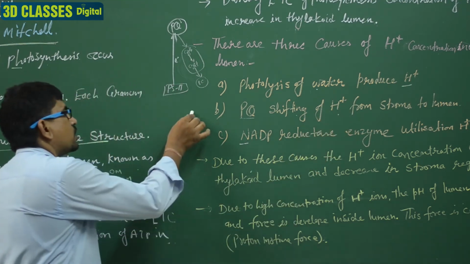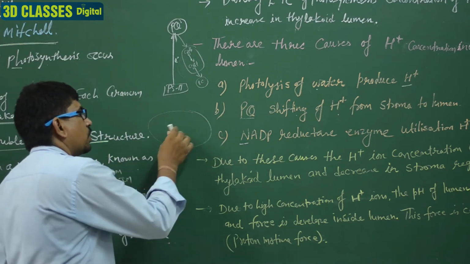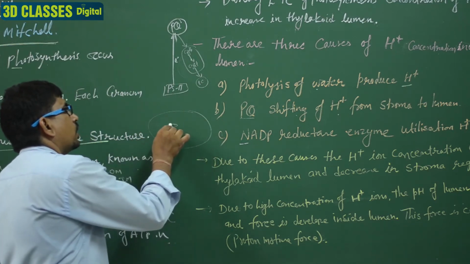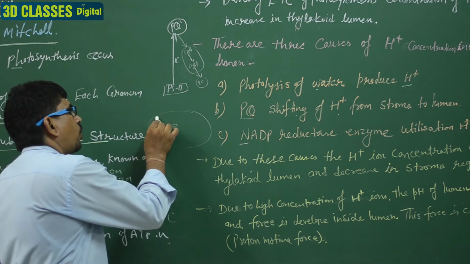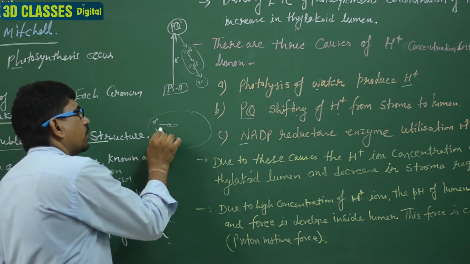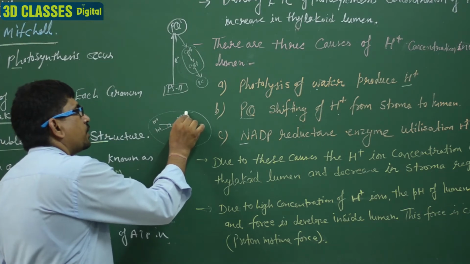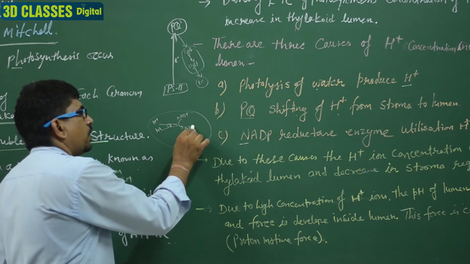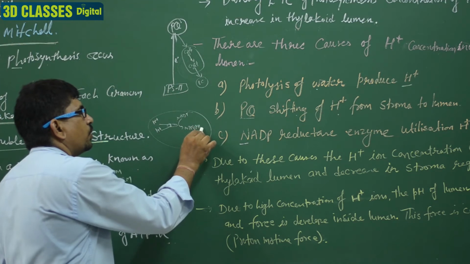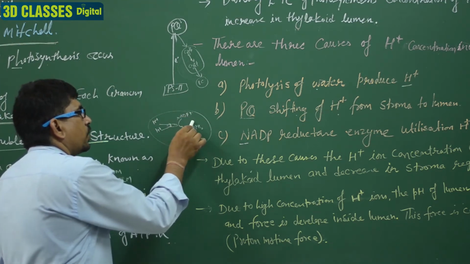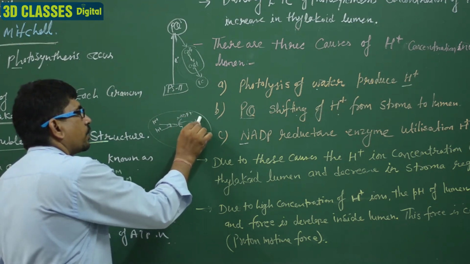Again, that is the chloroplast, that is the thylakoid, the protons move inside, and here the NADP plus is present and it makes NADPH2. Clear? So they utilize the H plus.